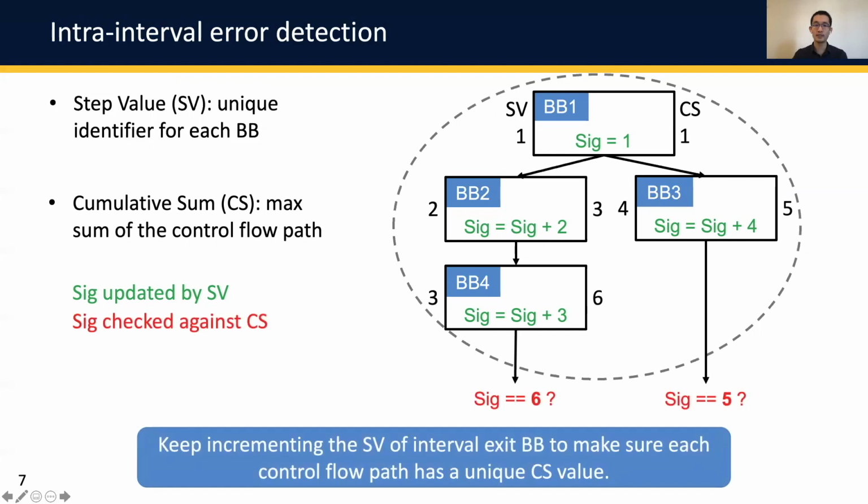To maximize the coverage, we keep incrementing the SV of the exit block to make sure that each interval exit block has a different CS value, because making each path sum unique can significantly reduce the probability that an invalid control flow path will produce a valid control flow signature. If illegal control flows happen within the interval, shown in red dashed arrows, the signature will accumulate incorrectly, so the checking instruction will eventually detect this mismatch.